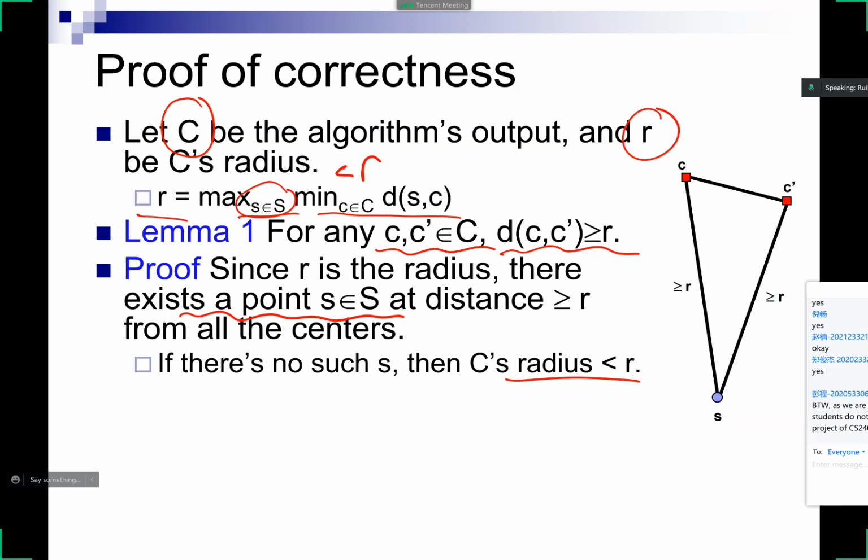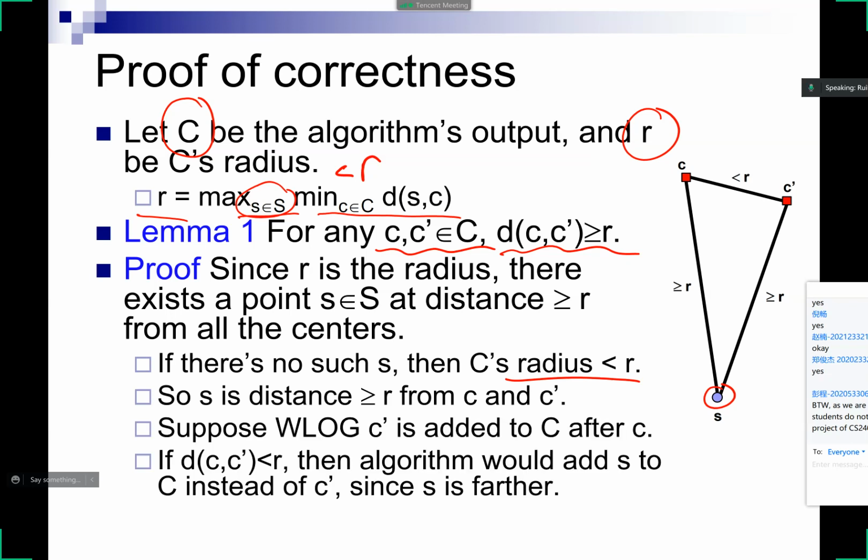But the radius is R, and so that means that there has to be a point which is at least distance R from all of the centers. So for example, this S point here. Now we're assuming by contradiction that C and C prime have distance less than R.